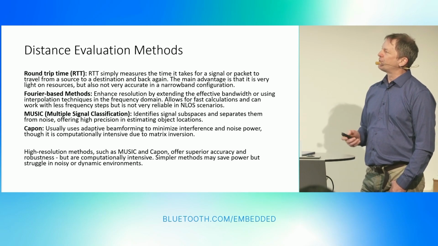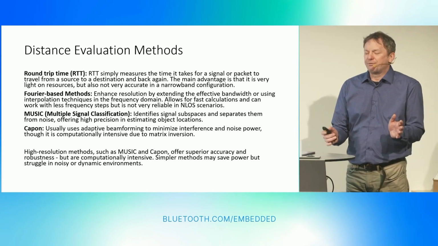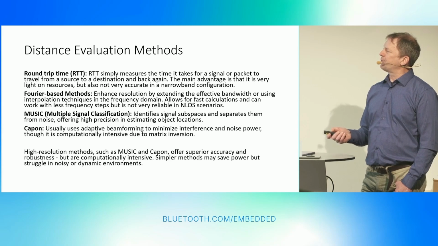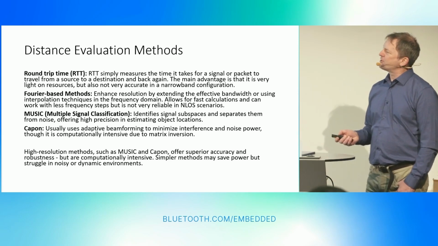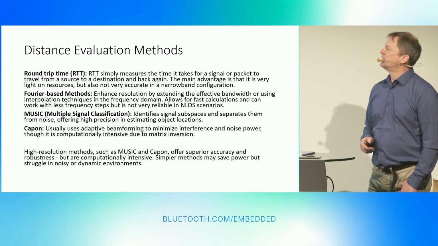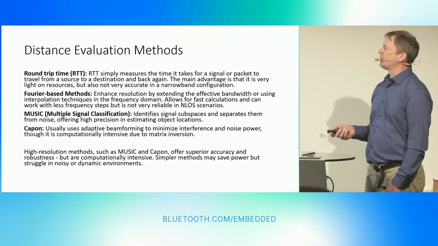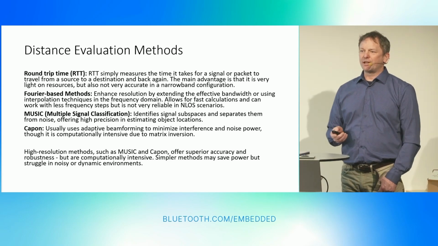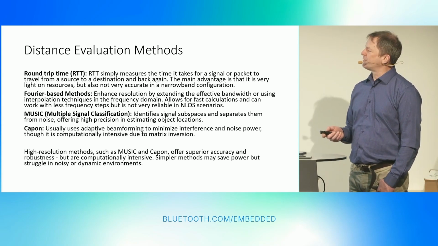Then I showed you the line of sight, and for line of sight, 5 meters, you can use the Fourier-based methods. These methods work very well in situations where you have fewer reflections, fewer disturbances, no movement, and so on. But they are limited. Therefore, we are going to the super resolution methods like MUSIC or Capon. MUSIC, the multiple signal classification, identifies the signal subspace and separates it from noise. This offers us a very precise estimation of objects. And then we also have Capon, which usually uses beamforming to minimize interference and noise power. But both are very computationally intensive. Therefore, we talked to chip manufacturers very early, and they included these accelerator engines, and this will give us faster calculations.